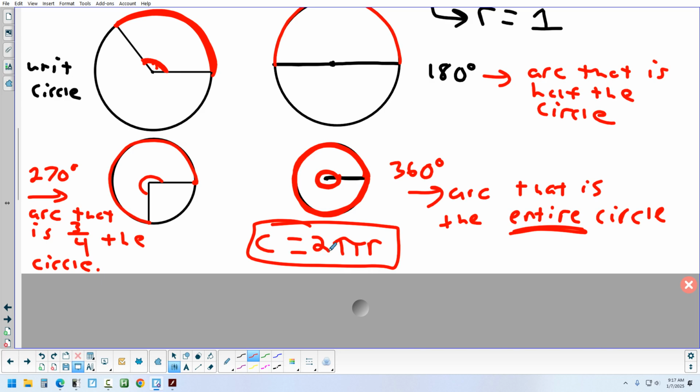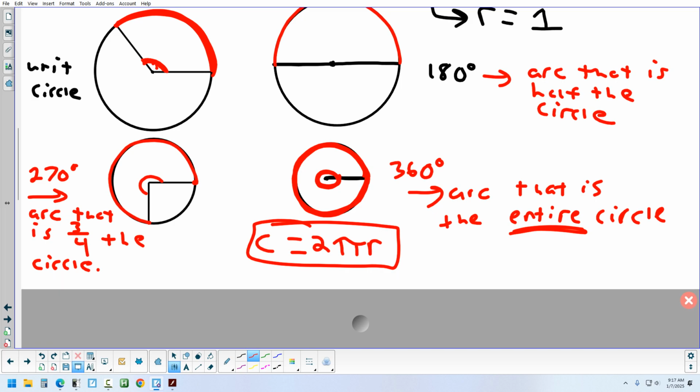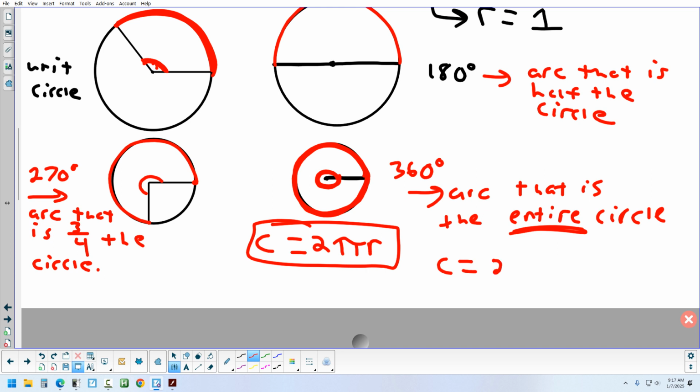So now, let's find the circumference of our unit circle. What would I fill in for r if I'm using a unit circle? 1. So the circumference of the unit circle is 2 pi times 1. And what is 2 pi times 1? 2 times 3.14. We're going to leave it in terms of pi. It's just 2 pi, yeah. So the length of the arc that goes all the way around this circle is 2 pi.